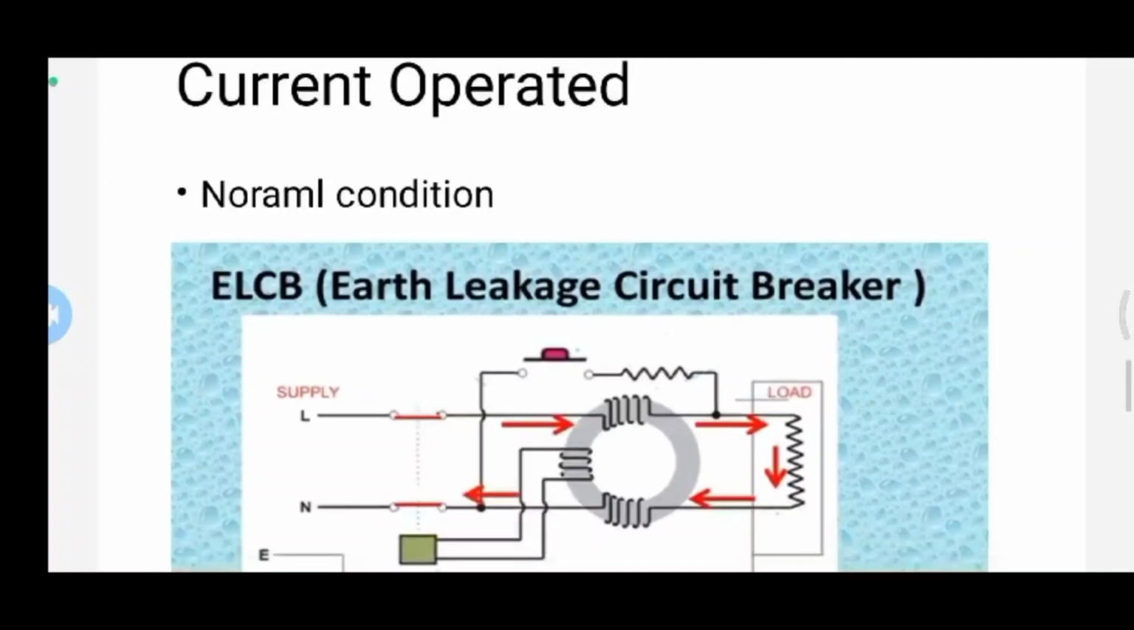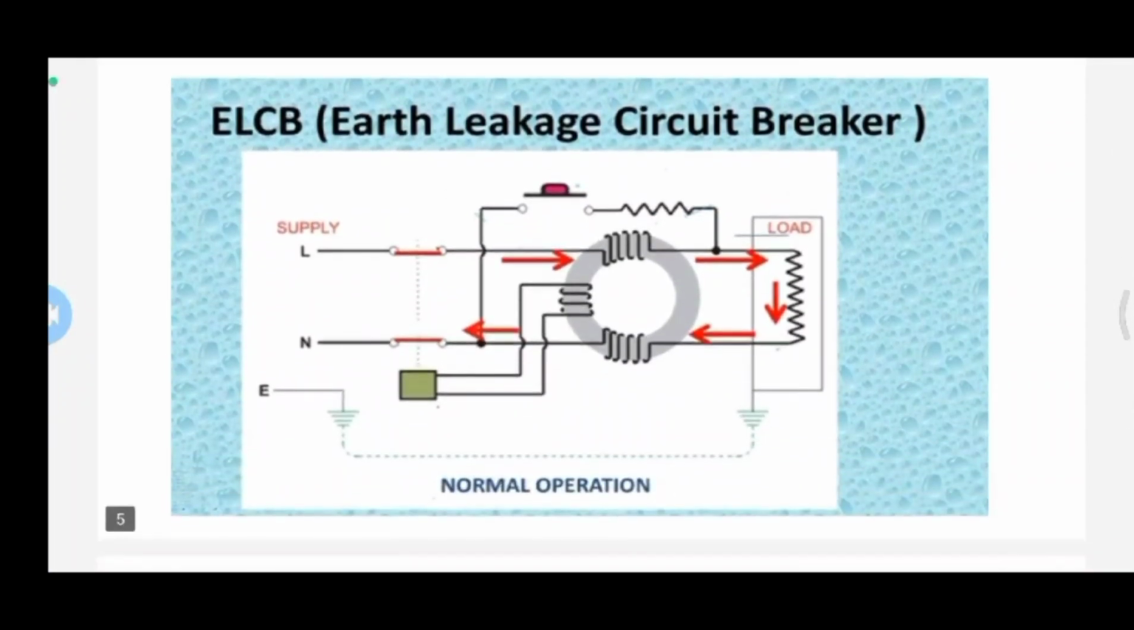In current operated ELCB, there is a normal condition and an abnormal condition. If we see the normal condition, this is the line diagram of the normal condition. It consists of a line and neutral. In the line winding there is a neutral winding and load, and there is a green colour box, which is the relay ground connection.